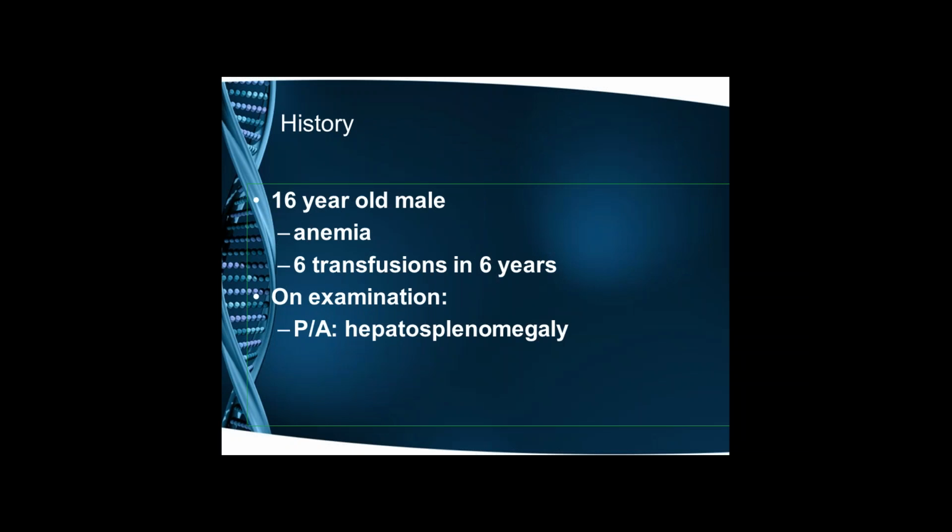This is a young male who had received yearly transfusions for the last 6 years, and on examination he had hepatitis. So again, we can see this is thalassemia intermediate, so we can expect something different from this HPLC.